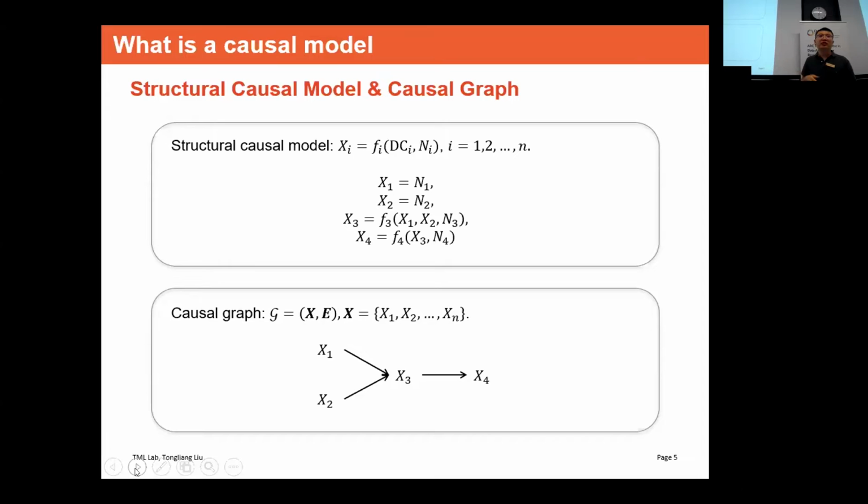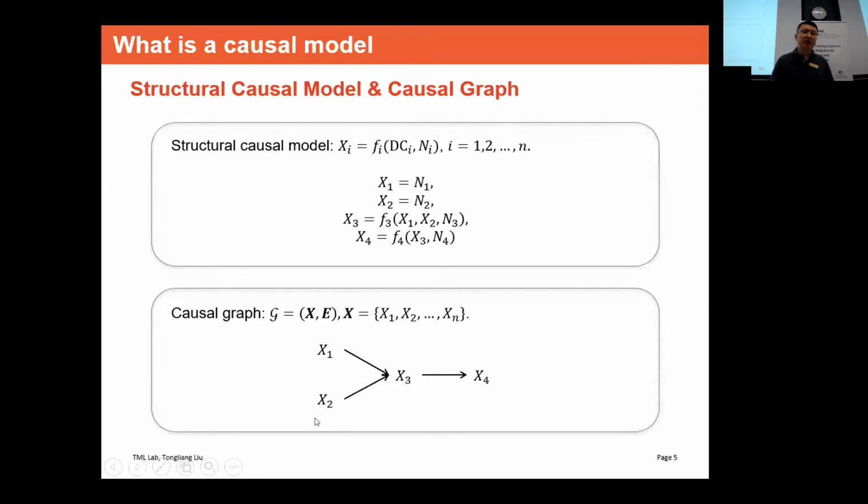There are two popular causal models in the community of causal discovery. The first one is the structural causal model, which is a set of equations. Here, the x's represent the variables, and f is the function. DC here represents the direct causes of the variable x_i, and n here represents exogenous noise. Usually the different n's are independent of each other.